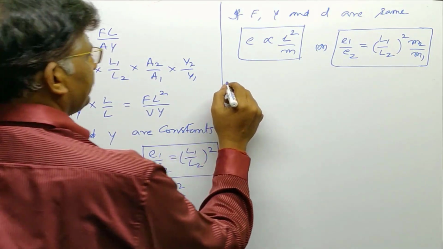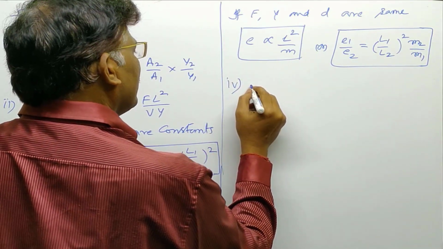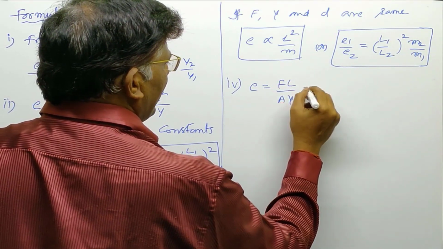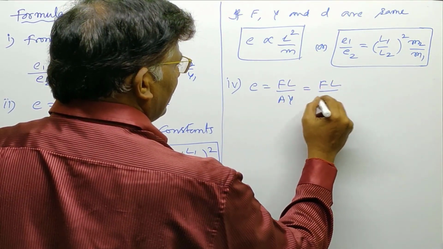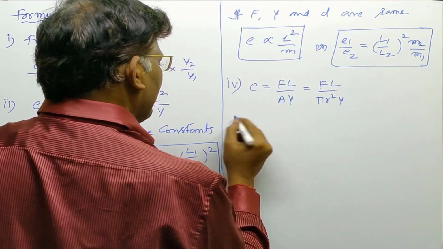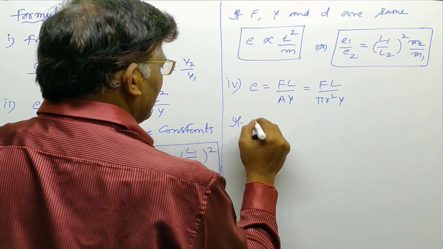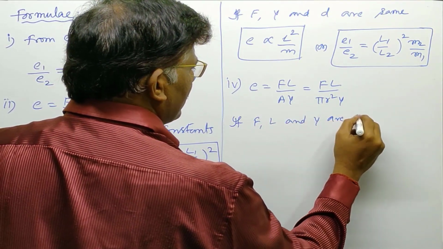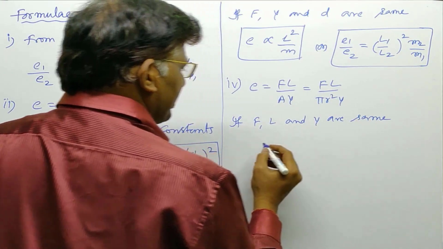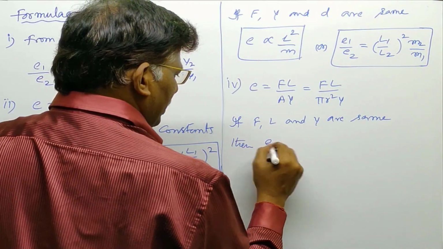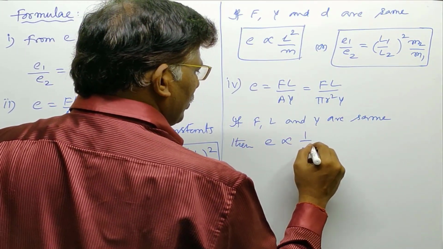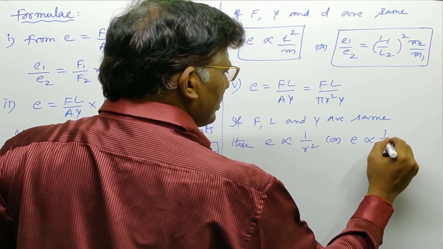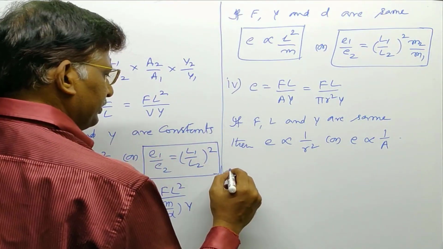And next, from E is equal to FL by AY. So here F, L, A is pi r square, and Y. In this case, if F, L and Y are same for two different wires, then E is directly proportional to 1 by r square, or E is inversely proportional to A.